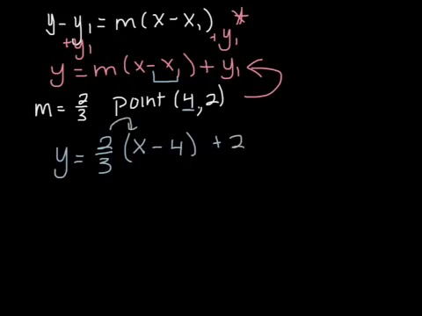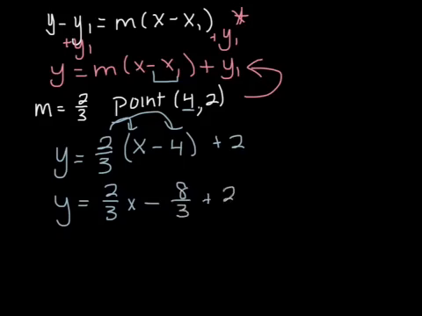So I'm going to distribute, so I get 2/3 x minus 8/3 plus 2. The last piece I'm going to do is combine my like terms, then I'll have an equation of the line. So the final solution is y equals 2/3 x minus 2/3.